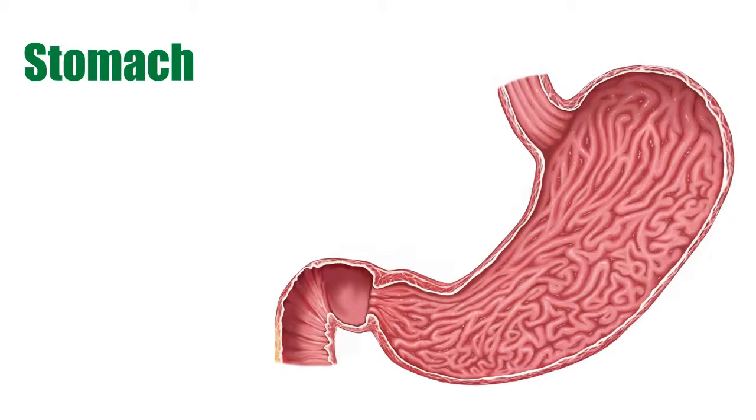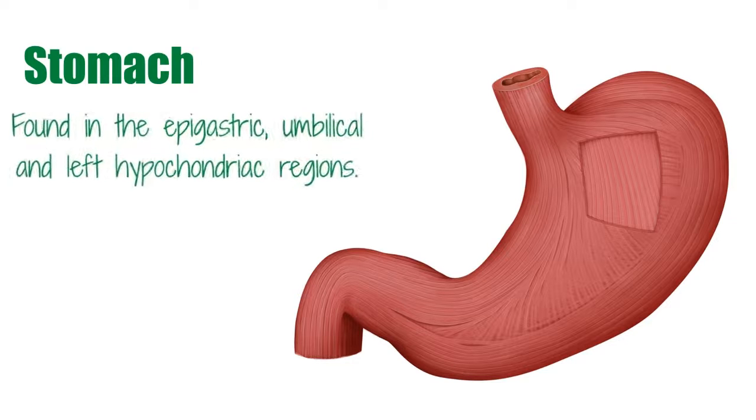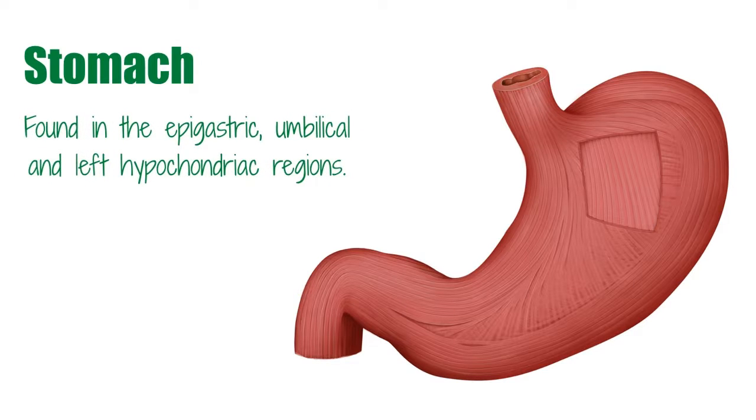In the next illustration, we can see the muscular layers of the stomach, but we'll cover these later on in the tutorial. So, the stomach is a muscular bag that expands to accommodate ingested food. The stomach connects the esophagus and the small intestine. It's found in the epigastric, umbilical, and left hypochondriac regions of the abdomen.